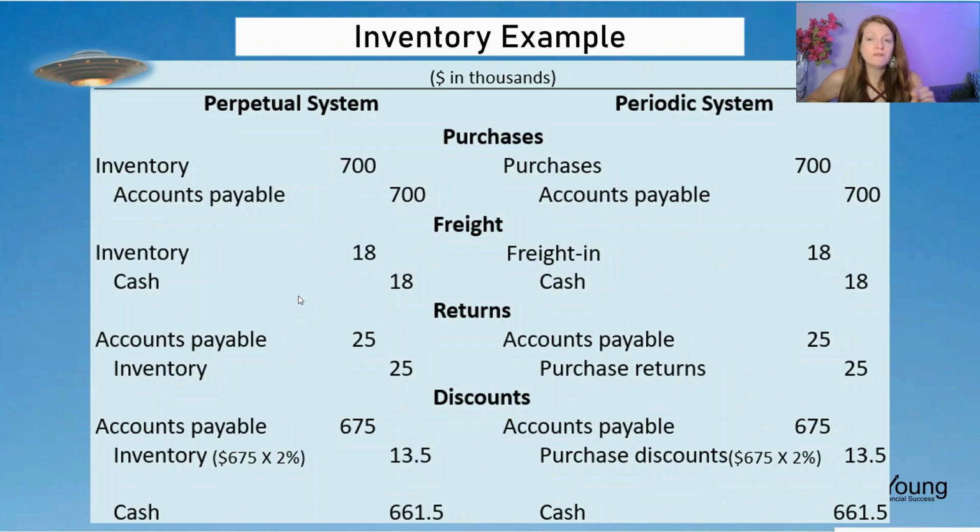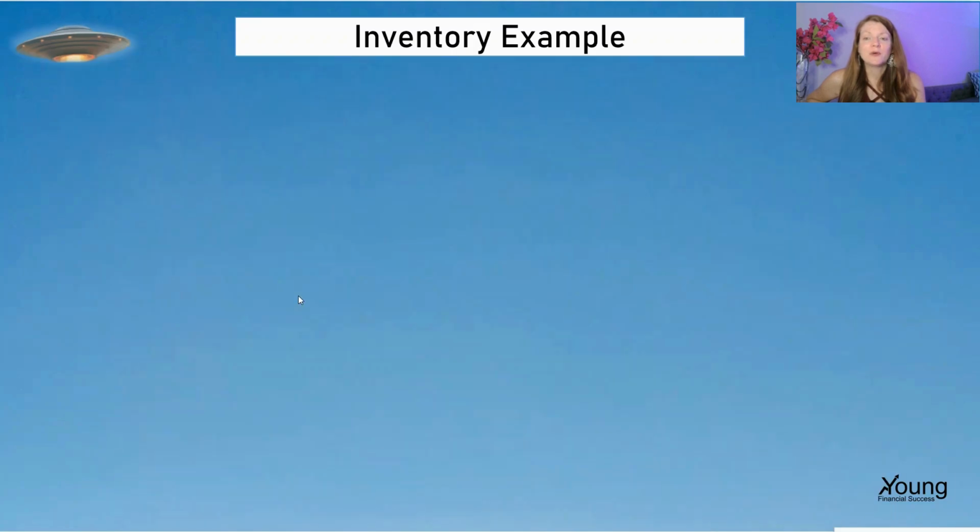And we decrease inventory for that amount under perpetual, and then we pay the rest in cash. Under periodic, we are going to show purchase discounts. We're going to show that contra account for the 2%, and then of course pay the rest in cash. So you see how these differ, but at the end we're going to end up at the same amount in cost of goods sold and inventory.